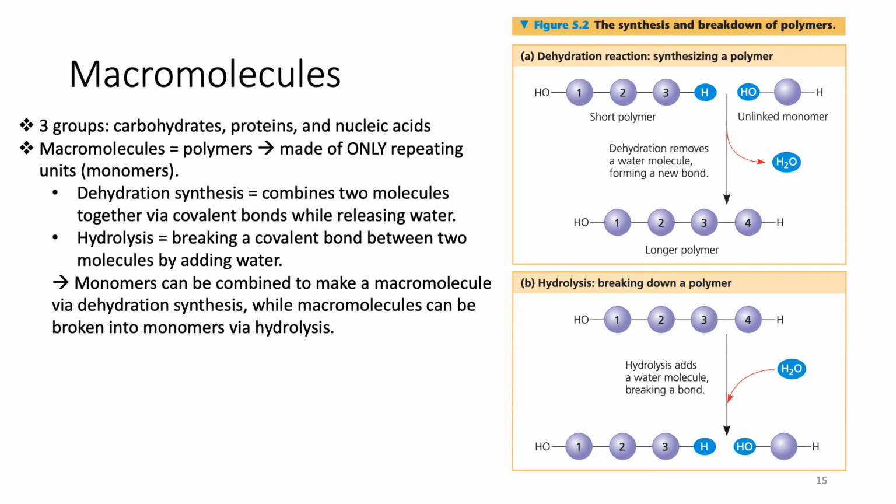Polymers are disassembled into monomers by hydrolysis, a process that is essentially the reverse of the dehydration synthesis reaction. Hydrolysis means to break using water. So the bond between the monomers is broken by the addition of a water molecule, with the hydrogen from the water attaching to one monomer and the hydroxyl group attaching to the adjacent monomer.